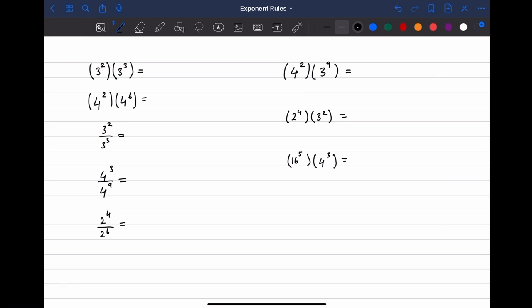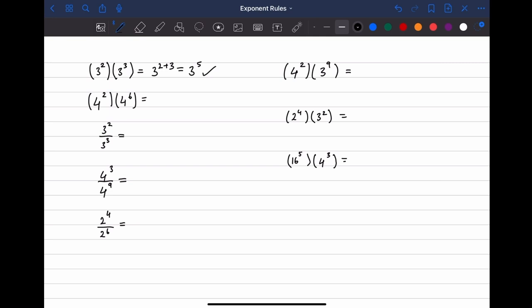Okay, so we got a few examples here. First one is 3 squared times 3 cubed. For this one, it is super simple. We have the same base, and it's multiplication. So what we could do is just add the exponents. So this would be 3 to the power of 2 plus 3, which is equal to 3 to the power of 5. And we're done.